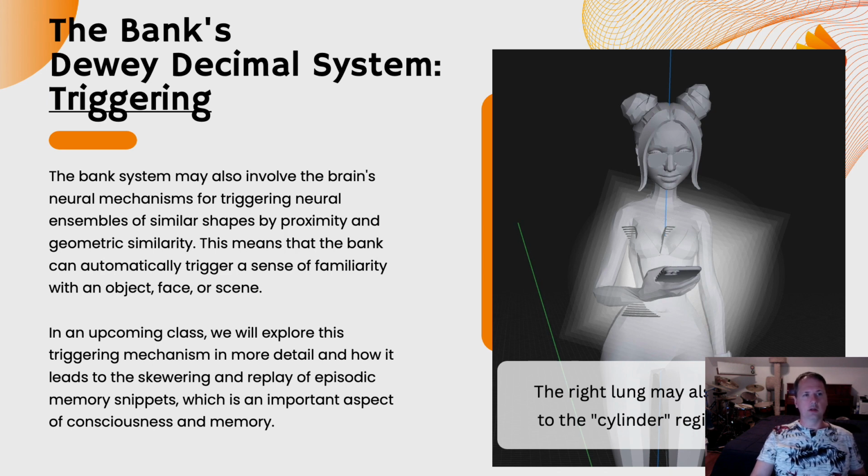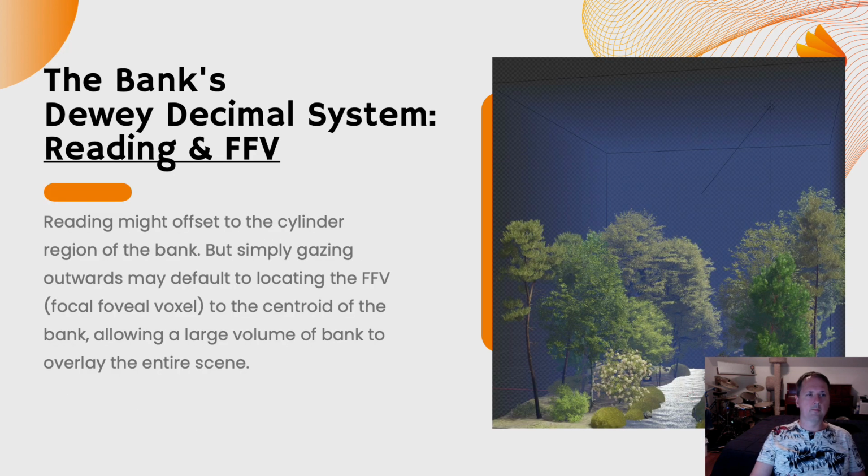Triggering is what we already talked about, that similar shapes can help fire each other to give understanding. Like I said, reading would be offset to the right. However, if you're just gazing somewhere and not reading something, then it seems like your gaze point, whatever point in 3D space you're fixated on, is going to be aligned to the centroid of the bank, because that is the point in the two 3D realms of left eye and right eye where you have perfect spatial alignment. So it makes sense for the bank's centroid to be aligned there.